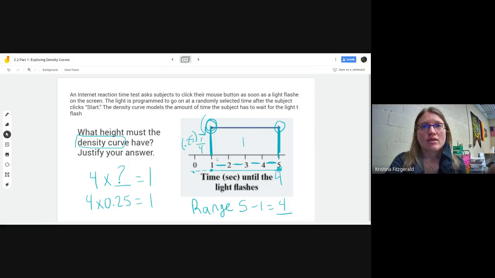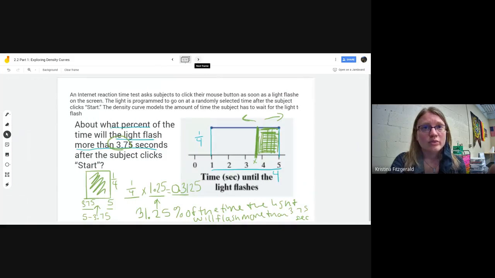So we asked ourselves, if the length of the rectangle is 4, how tall would the box have to be in order to have an area of 1 underneath, or 100% of the data in this picture? We said, well, if we take 4 times 1/4 or 0.25, that's going to give us 1. So the height of my box has to be 1/4 or 0.25.